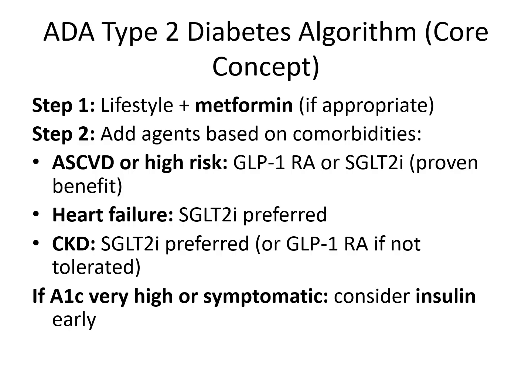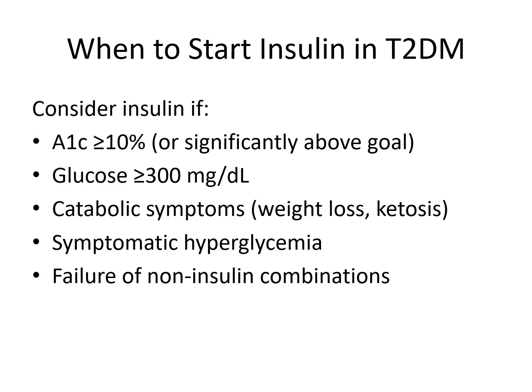And importantly, if a patient's A1C is very high and they are symptomatic with hyperglycemia, then we would consider insulin early rather than stepping slowly through the above oral agents. So the algorithm is no longer glucose only, it's glucose plus organ protection. And then an important thing to point out here is that insulin, as we said on the previous slide, is not just for type 1 diabetes. There are clear situations in type 2 diabetes where insulin should be started early.